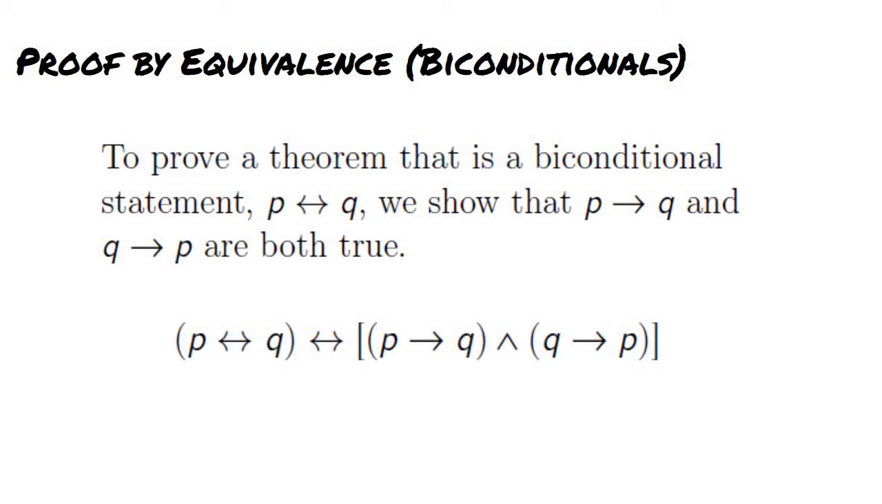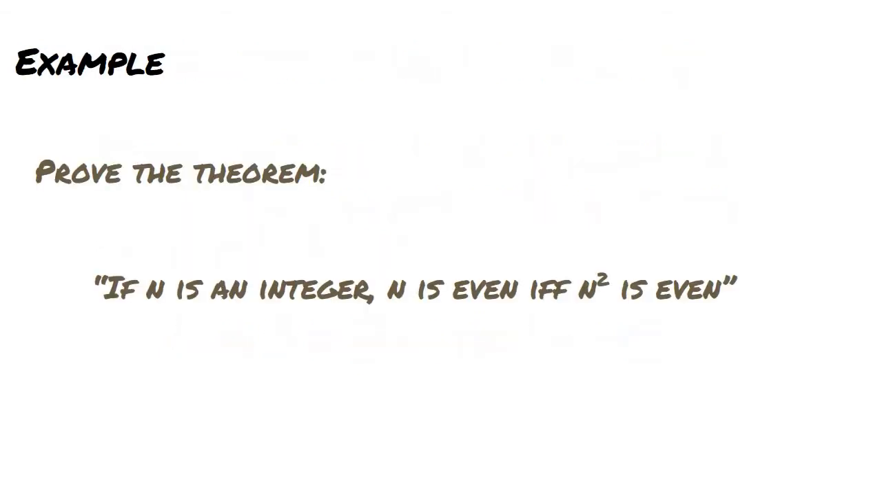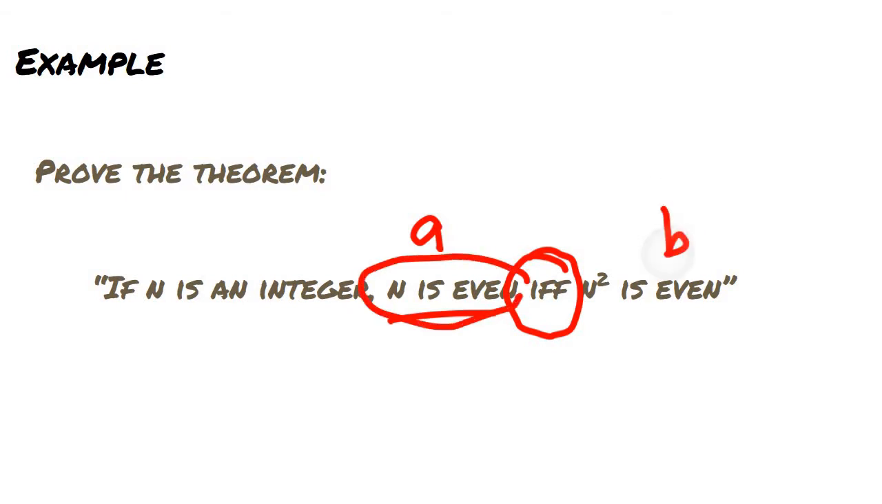For example, if n is an integer, n is even if and only if n squared is even. So first off, let's understand the meaning of if and only if. In this case, let a be "n is even," and b be "n squared is even." So if and only if is the biconditional statement.